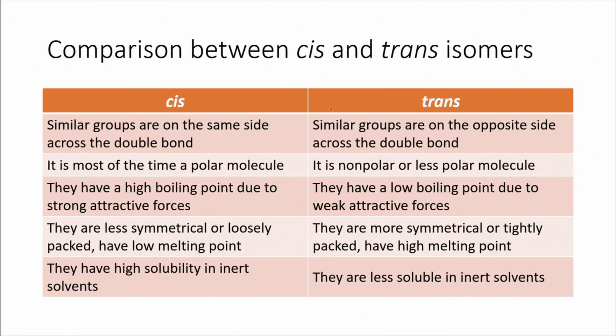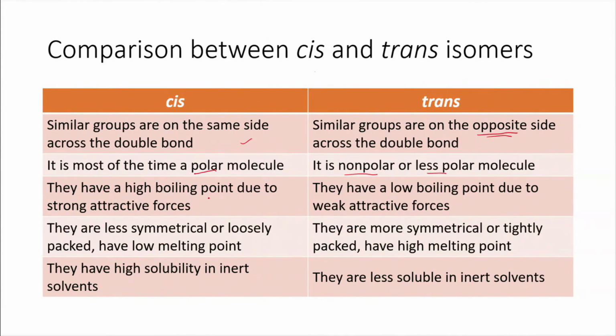Let us do a small comparison between cis and trans isomers. As we have seen, what are cis isomers? Cis isomers have similar groups on the same side across the double bond, whereas in the trans case, similar groups are present on opposite sides across the double bond. And cis isomers are the more polar molecules. We will see an example soon. In the case of trans isomers, they are non-polar or less polar molecules.